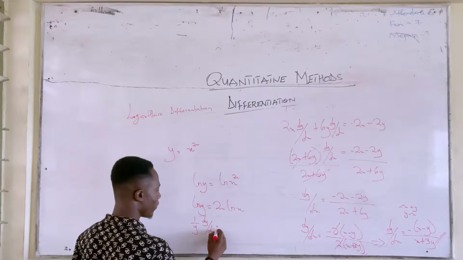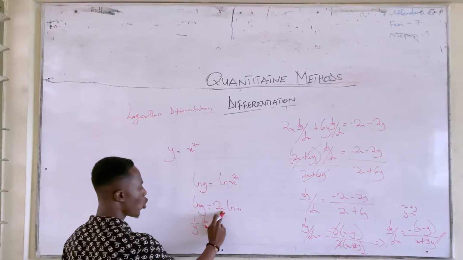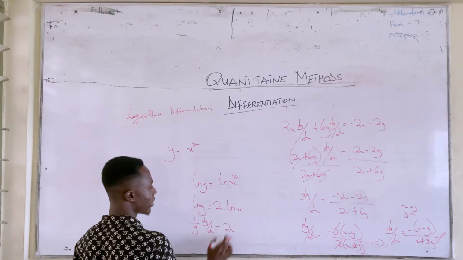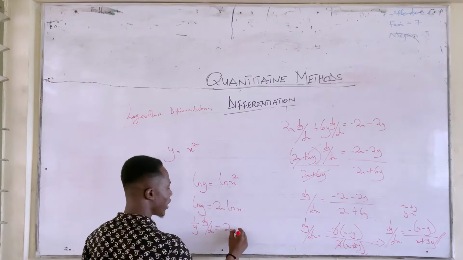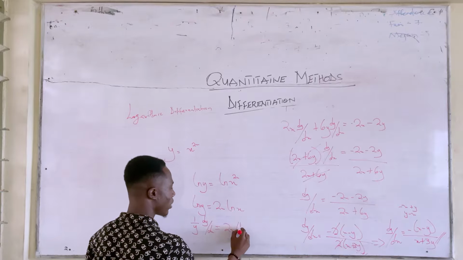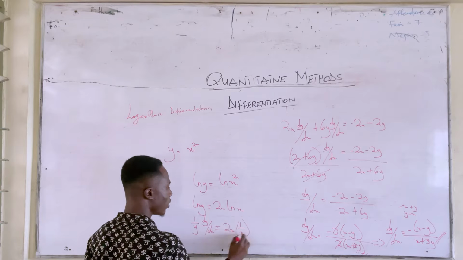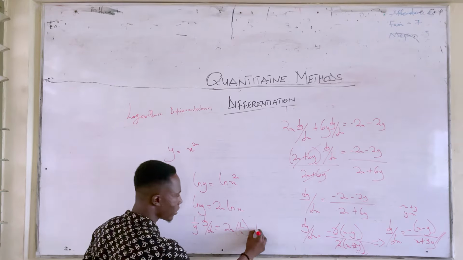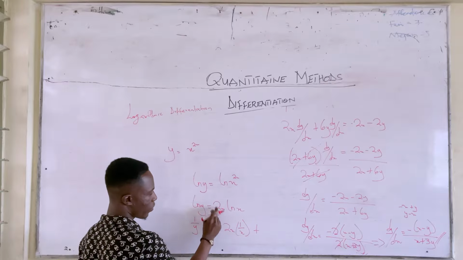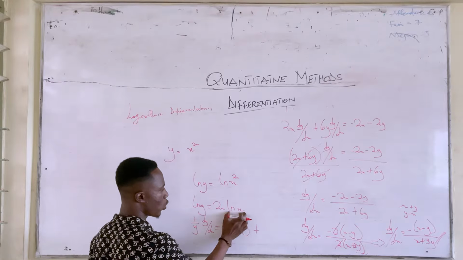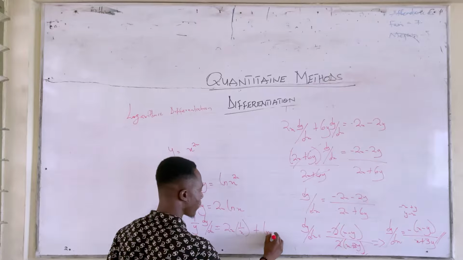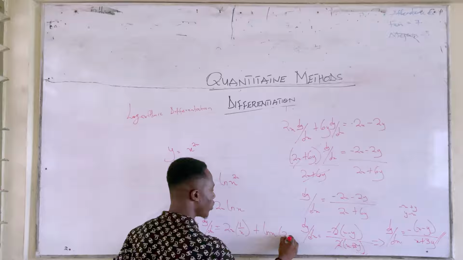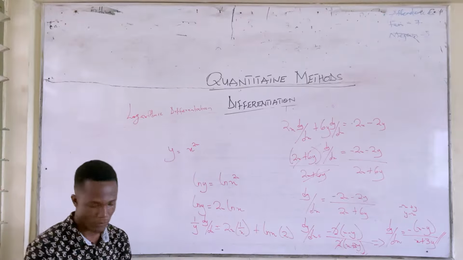Here you hold this one constant, that is 2x, then you differentiate this. When you differentiate ln x, you get 1 over x. So you get 2x times 1 over x. This is what you are going to get. And so plus, just like the product rule, this one was held constant here, this time we hold this one constant, so ln x. Then we differentiate this. If you differentiate 2x, what do you get? You get 2. Okay.